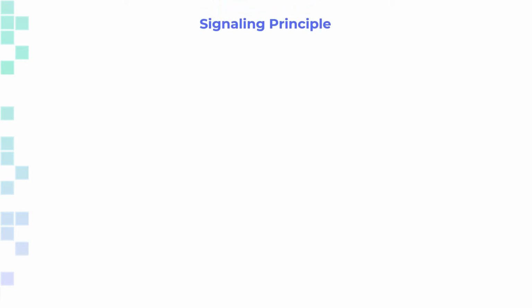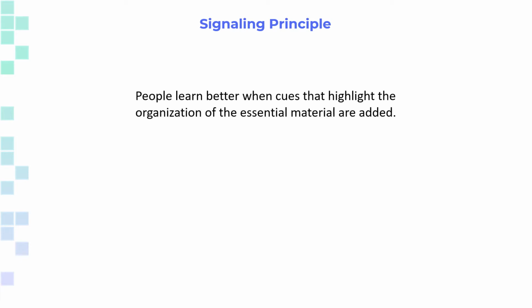The second of Mayer's 12 principles is the signaling principle. This principle states, people learn better when cues that highlight the organization of the essential material are added. This one is pretty straightforward. If you want to emphasize or call attention to an element, make sure it stands out. Visually highlight, bold, change the color of, or draw an arrow pointing to it.